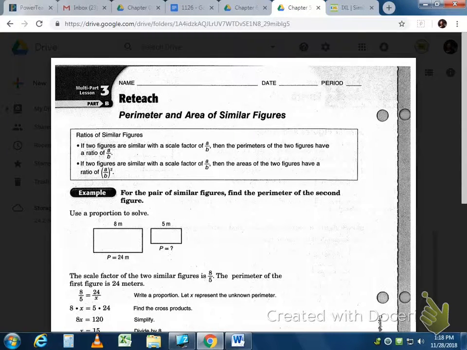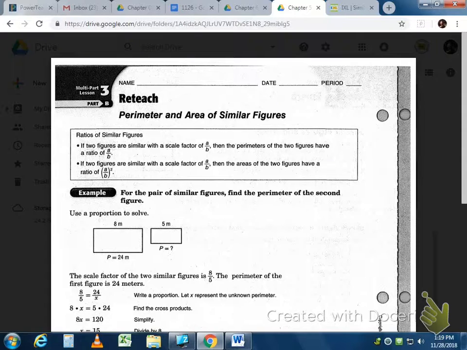Lesson 5.3b, perimeter and area of similar figures. So we studied similar figures yesterday. We studied how to find missing sides of similar figures. Now we're going to talk about something just slightly different.